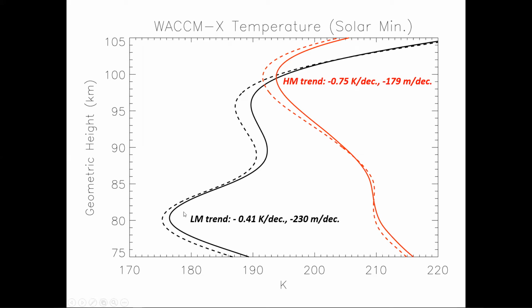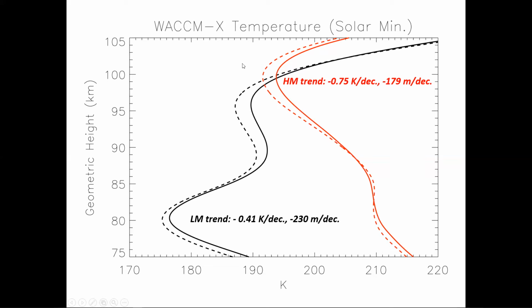And if we look at the difference between these two black profiles, we can calculate the low mesopause temperature trend, which is about negative 0.41 Kelvin per decade. It is still a cooling trend, but much less than the LiDAR data shows. The low mesopause height trend is negative 230 meters per decade, which is in a similar order of magnitude to what LiDAR revealed. So this is for the low mesopause.